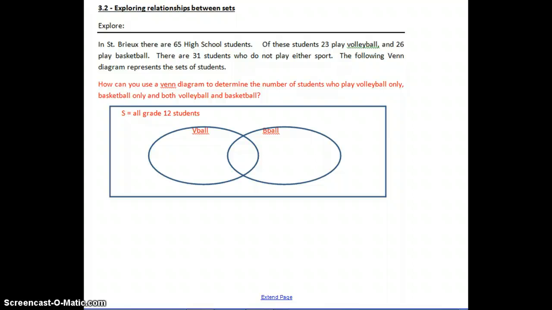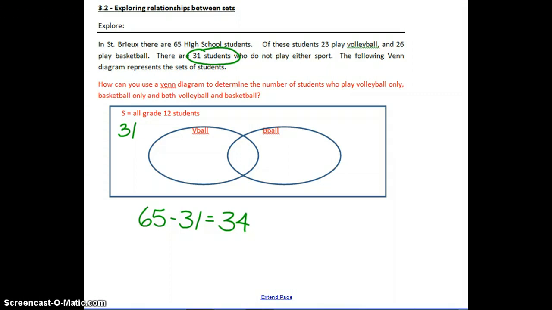So let's actually plug these numbers in to see who plays what. Let's start with our easy number. We know that 31 students don't play either. So that means 31 students are somewhere outside the volleyball and basketball rings. So if 31 students don't play either, that leaves 65 minus 31, or 34 students who play volleyball and basketball.